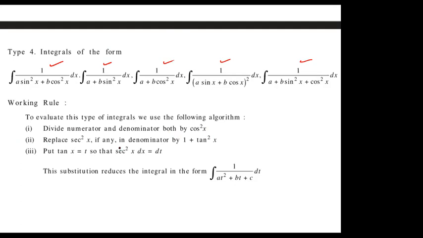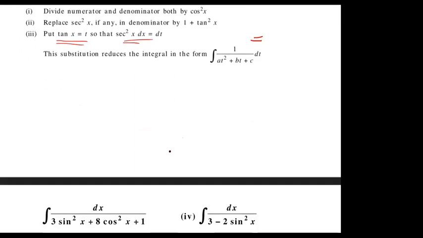Then replace sec square x, if any, in the denominator by 1 plus tan square x, so that everything is getting converted into tan, right? So we will substitute tan x as t, so that sec square x dx will get converted into dt, right? This substitution reduces the integral to this form. So let us try to see a few examples based on this one, right?